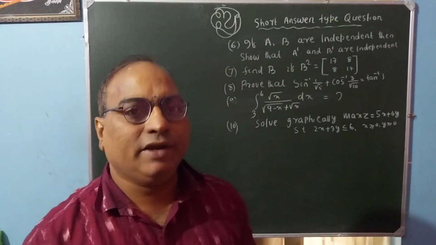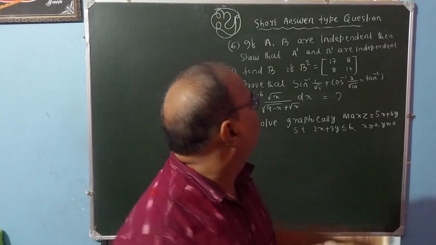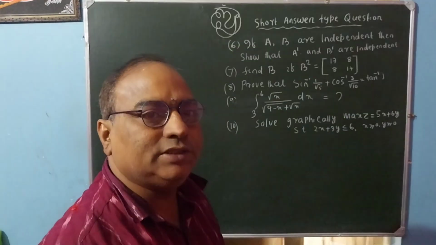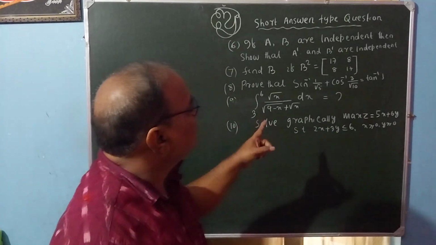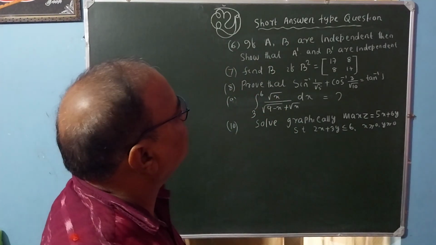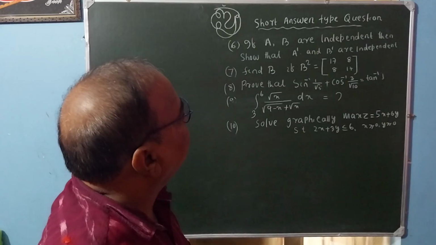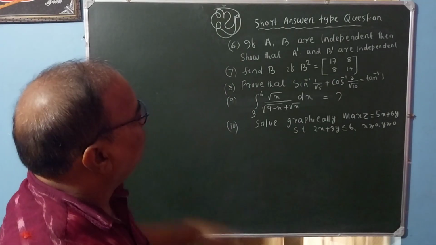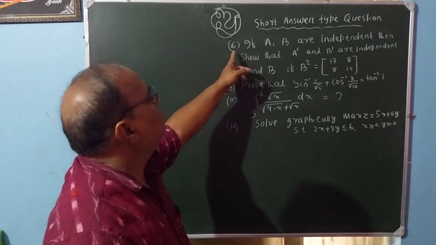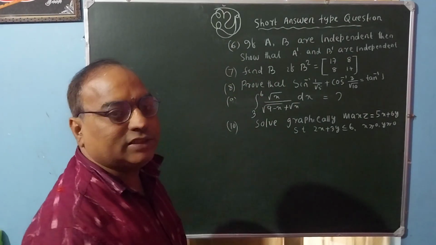Last class I have already discussed some important short answer type questions from the different chapters. Let us start some short answer type questions which are written on the blackboard. One by one, now I am going to work them out. First of all, we have to work out question number 6.